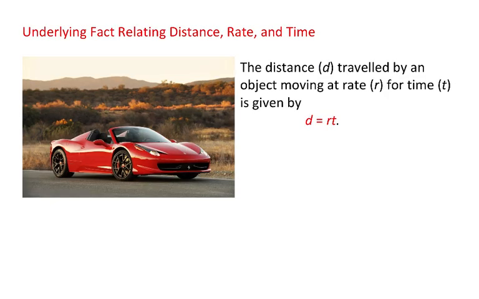Let's look at this kind of question in general. So when you have a motion problem that involves distance, rate, and time, the underlying formula is given by this. The distance, which we'll abbreviate with a d, traveled by an object moving at a rate, r, or speed, for time t, which needs to be given in a consistent unit with the distance and the rate, is given by this very famous formula: distance is equal to rate times time.